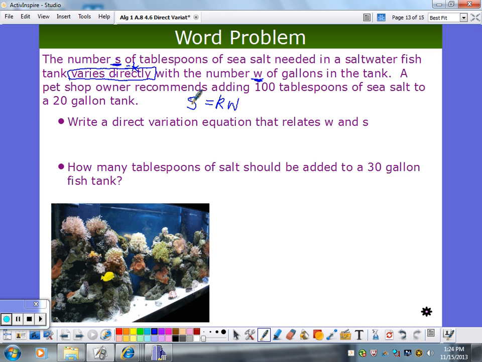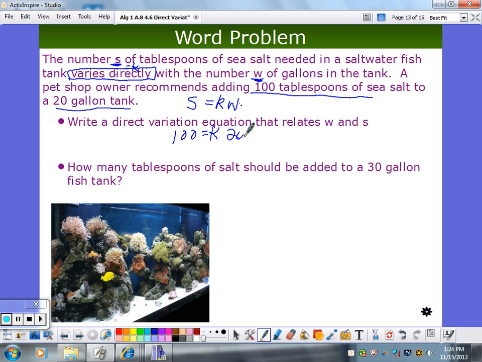So I'm not using Y and I'm not using X. I could. But the reason I'm not is because I want to remember which one's salt and which one's water. Because these are proportions. We have to kind of go in the same way. So let's see. What do I know? 100 tablespoons of salt goes with 20 gallons. So I'm going to look at the salt that says 100. And then the W is the 20.